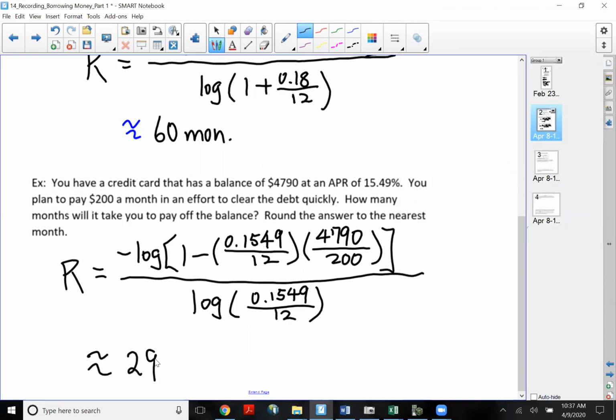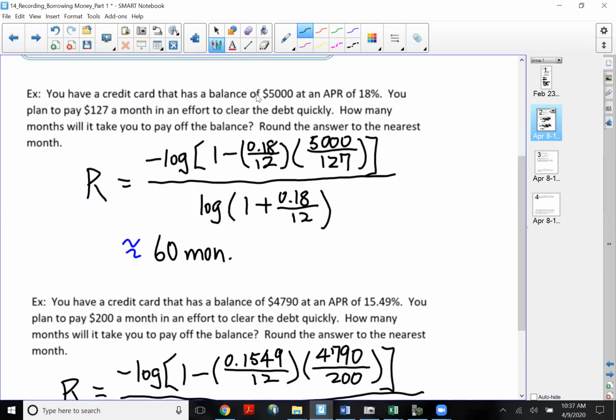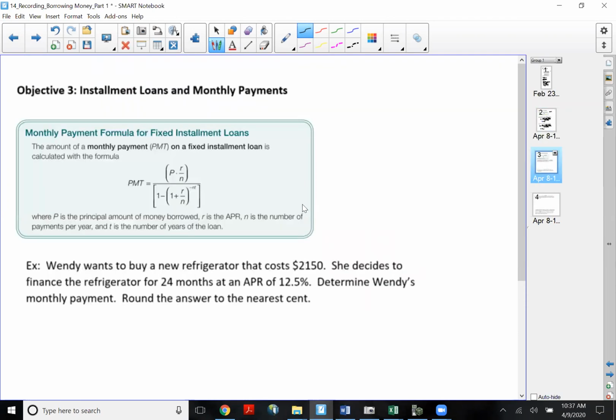All right, so in objective number 1, we learned how to approximate what the monthly interest is, and this objective tells us how long it will take, how many fixed payments it will take for us to pay off our credit card debt. So let's take a look at installment loans and their monthly payments.